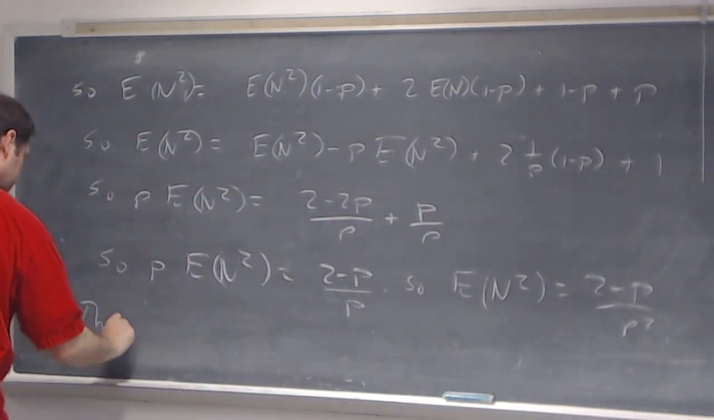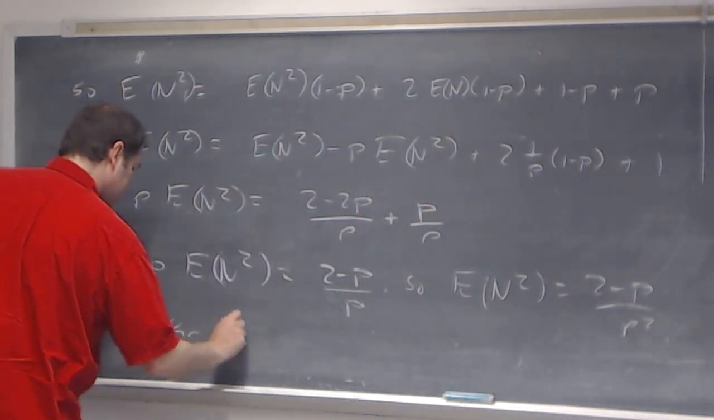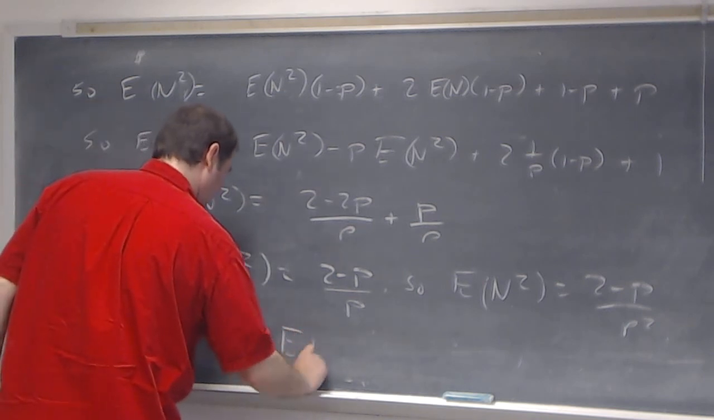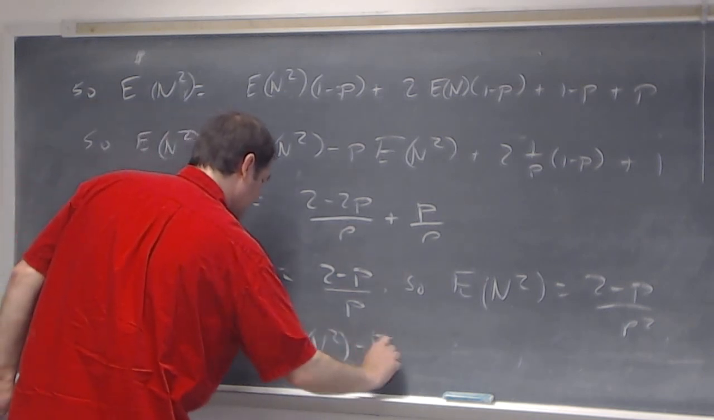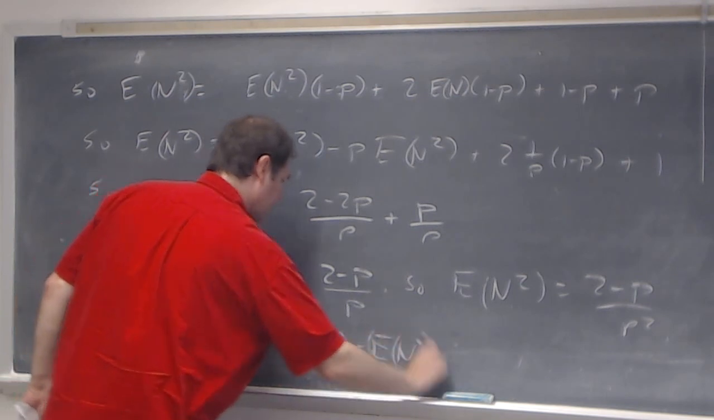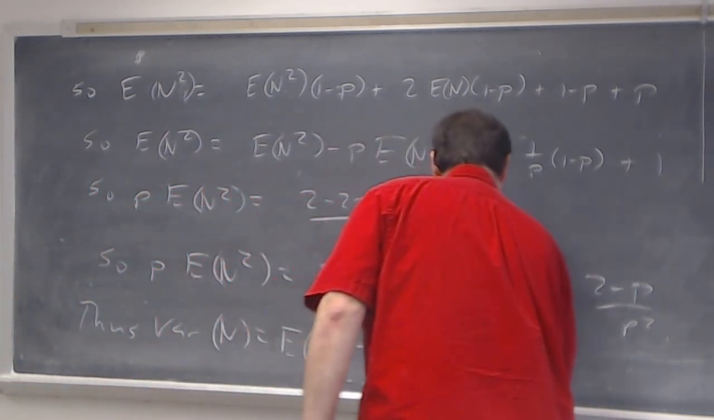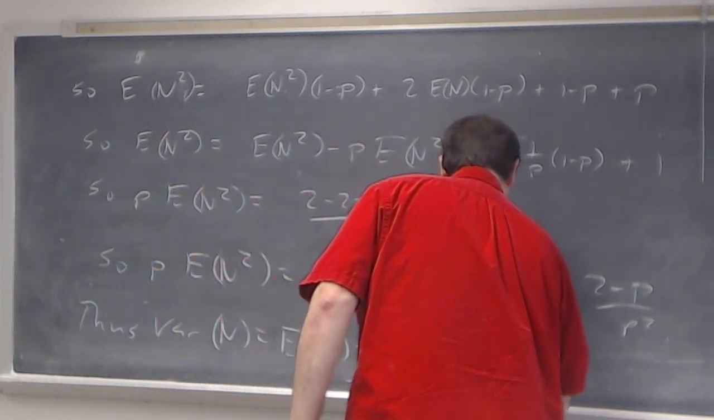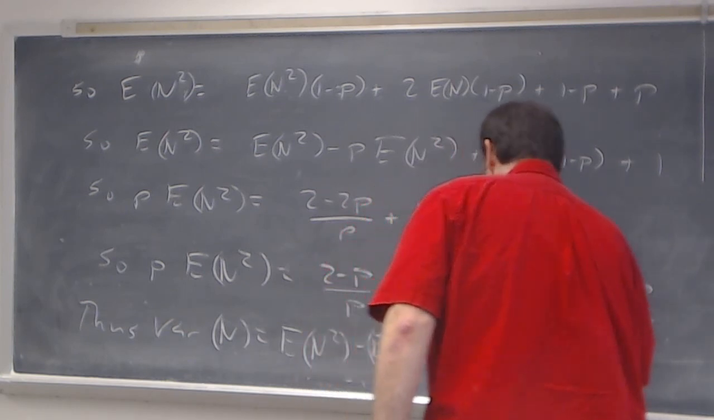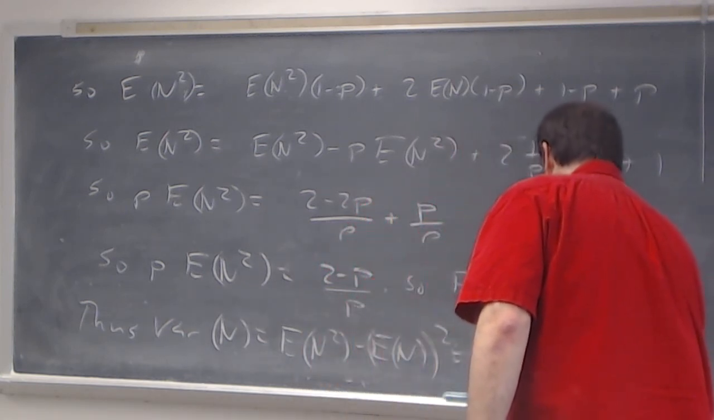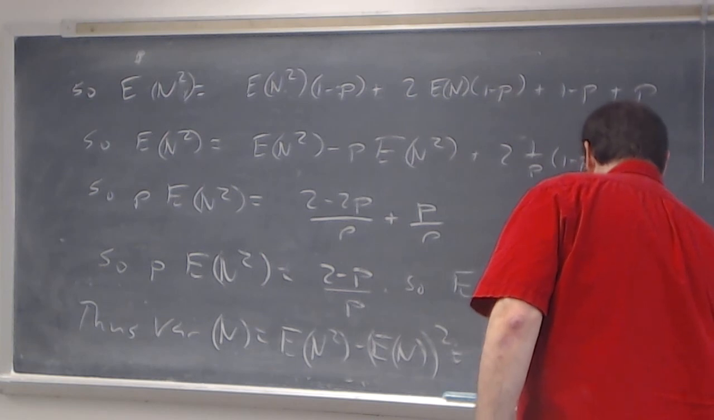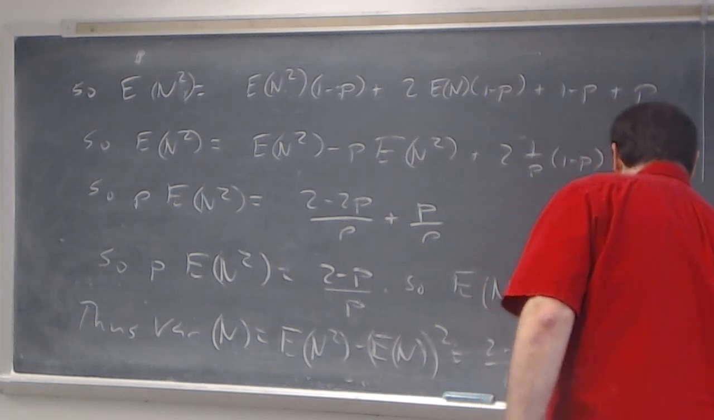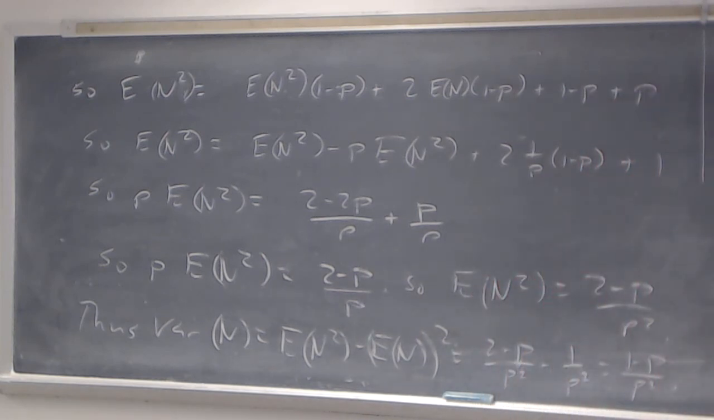Thus, the variance of N is equal to the expected value of N squared minus the expected value of N squared. That's going to be 2 minus p over p squared minus 1 over p squared, which is equal to 1 minus p over p squared, and that is what the variance of a geometric random variable is.